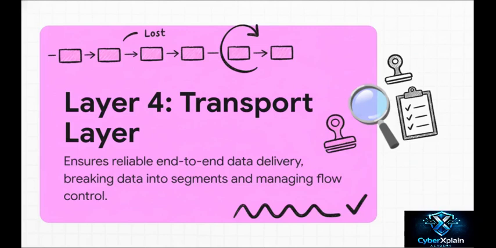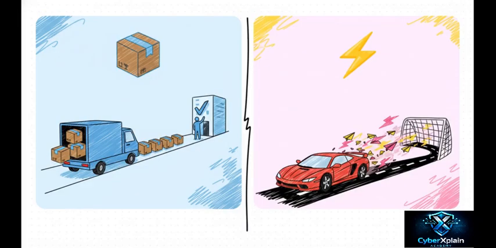Okay, so your data has found its route. Now we get to Layer 4, the transport layer. This is basically the quality control department. Its job is to make sure the entire message arrives from start to finish, correctly and in the right order. It does this by breaking large files into smaller chunks called segments, and it can even resend any that get lost along the way. Now, Layer 4 has 2 main ways of getting the job done, TCP and UDP.